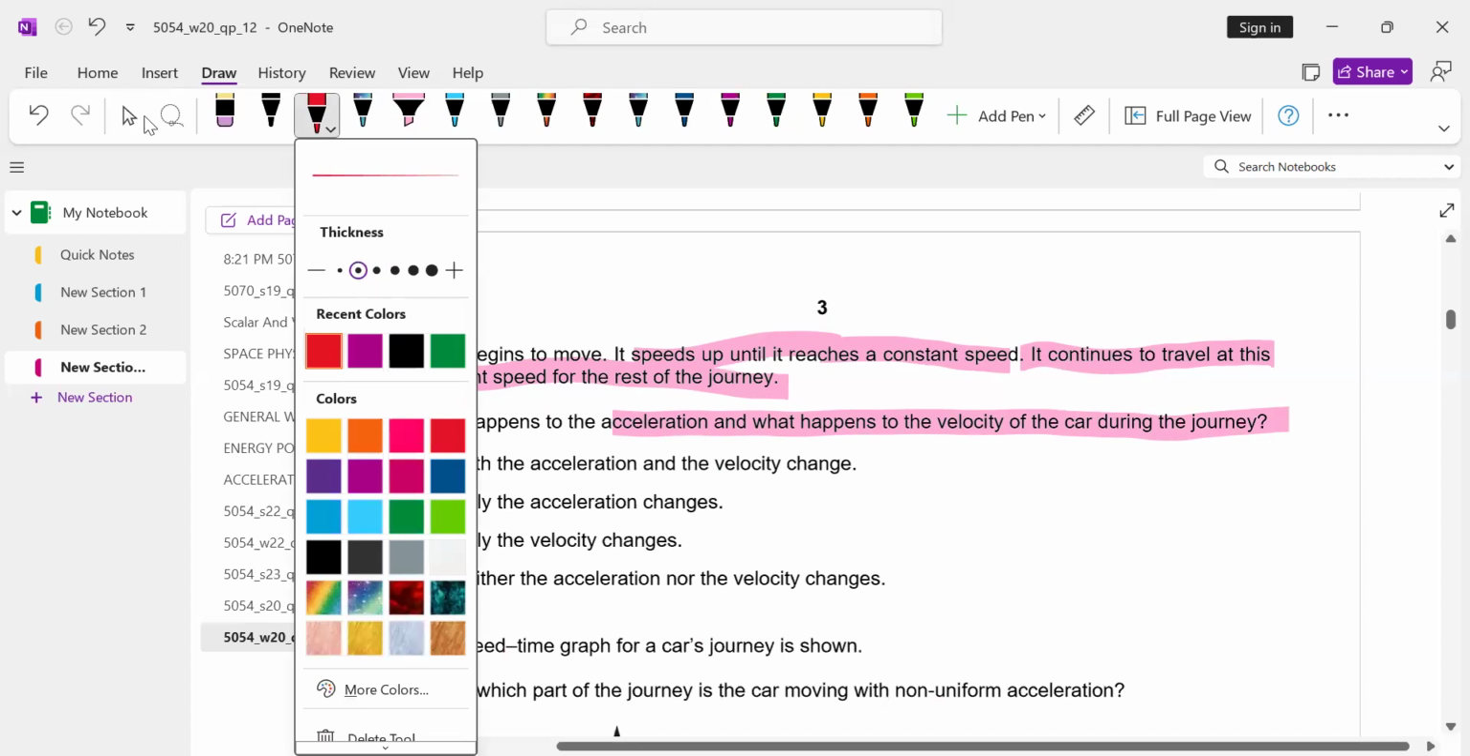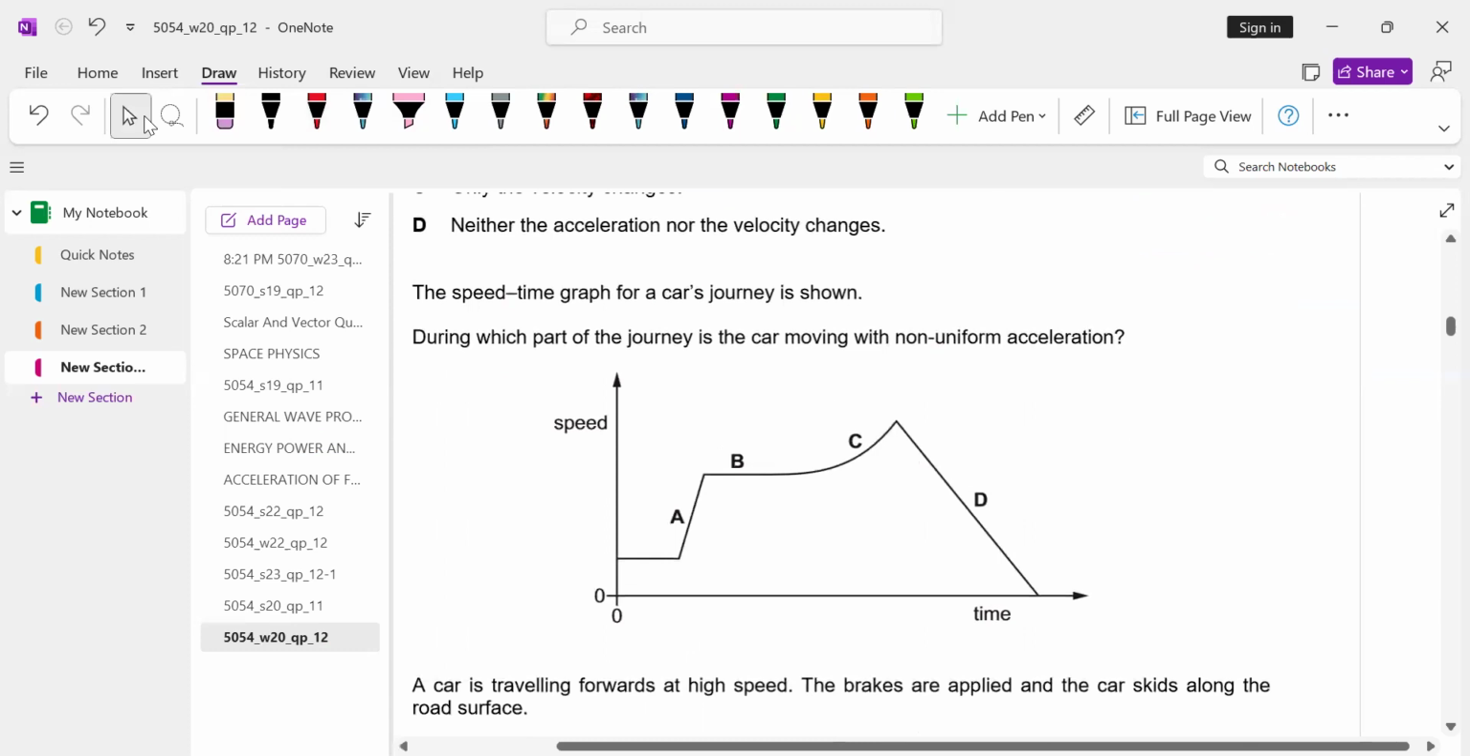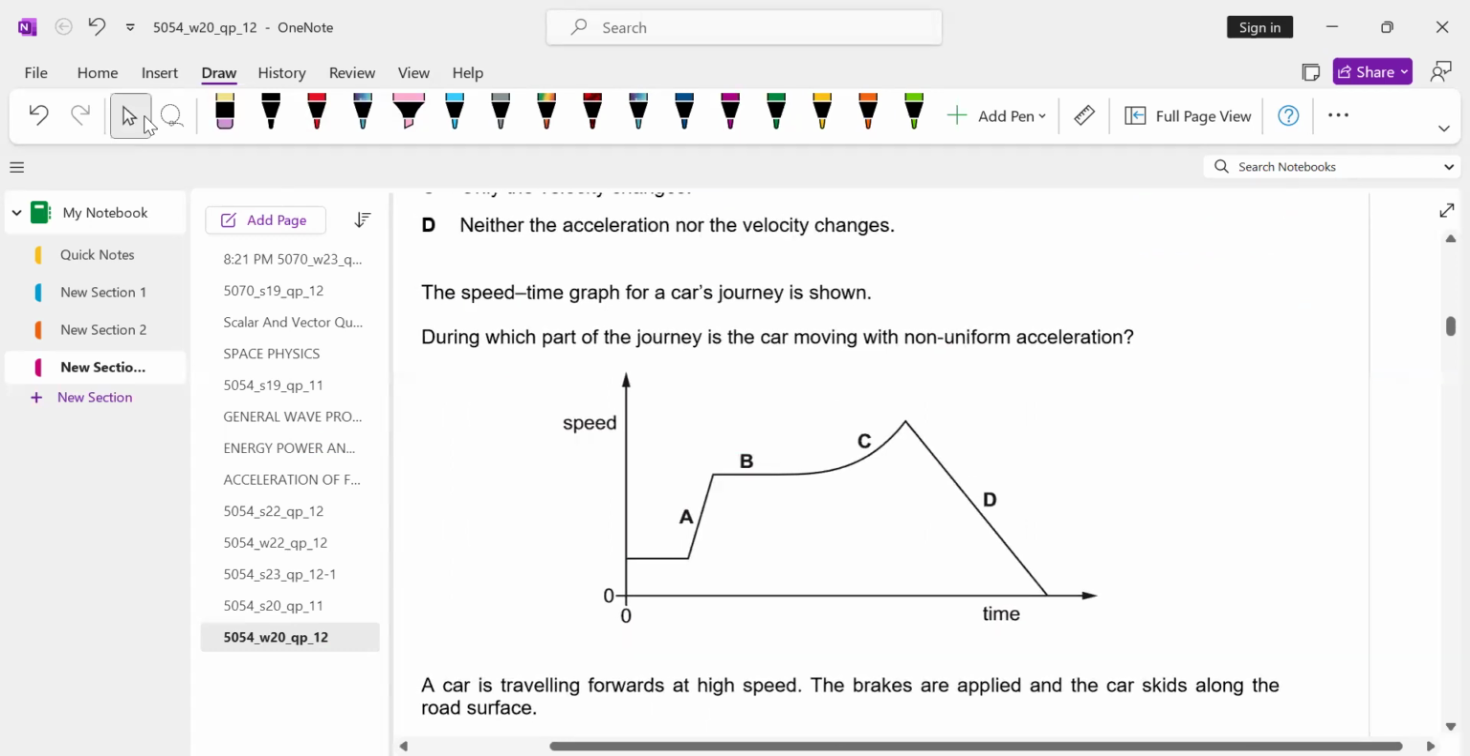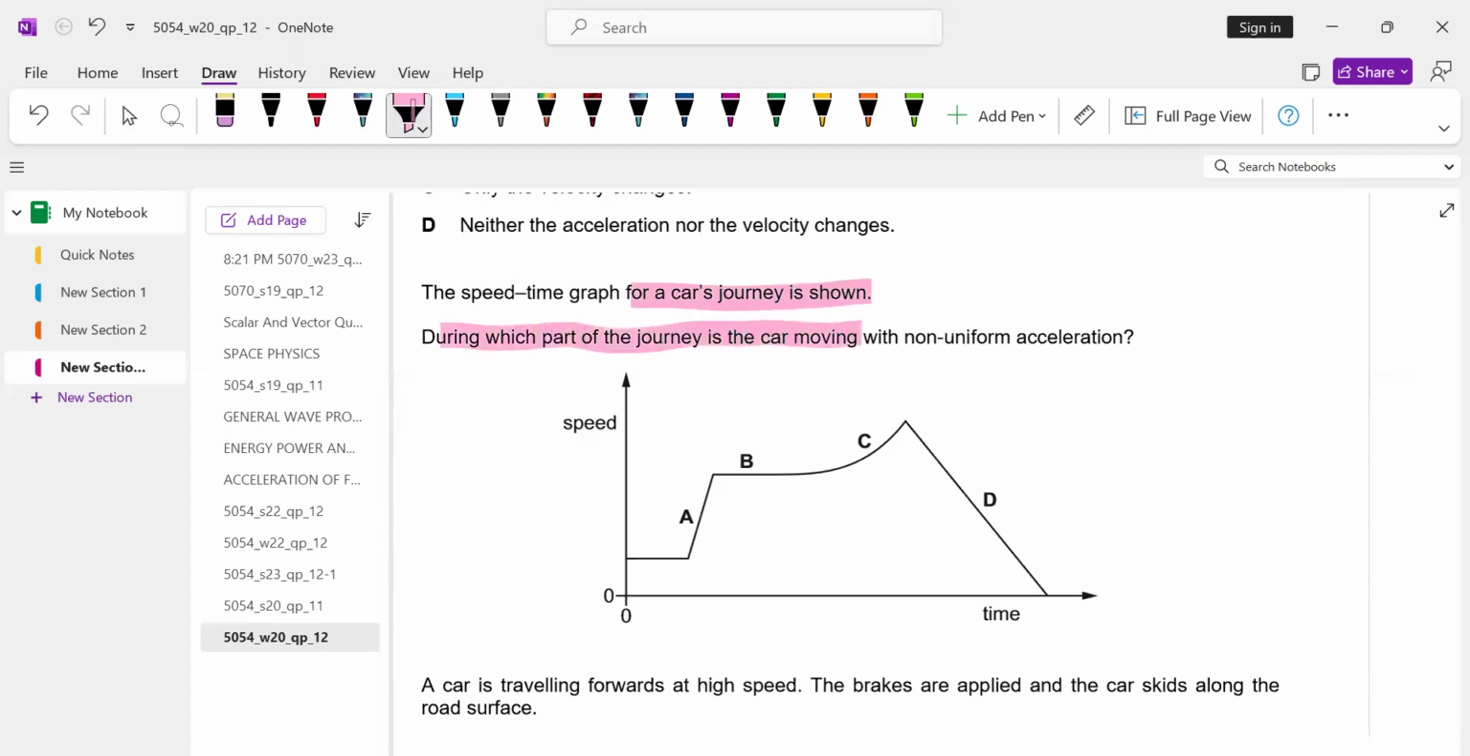Then let's move towards question number 3. Question number 3 is that a speed-time graph is shown. During which part of the journey is the car moving with non-uniform acceleration? So you can see that in the C part, the car is moving with non-uniform acceleration as there is a curve. Option C is correct for question number 3.